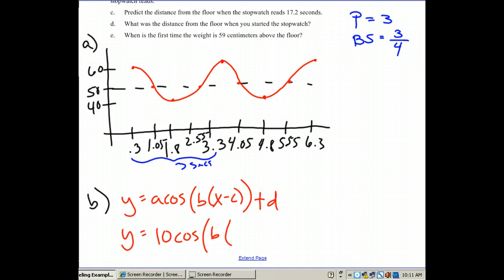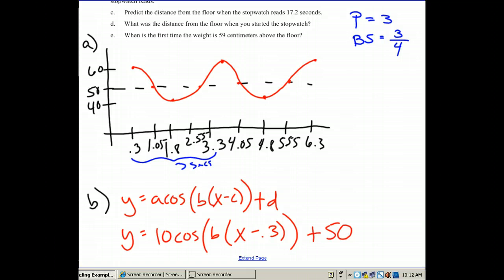My phase shift, well, we certainly didn't start our graph at 0. We started our graph at 0.3. So we shifted to the right 0.3. And then my vertical shift is usually supposed to start at 0. Well, my center is now at 50, so my entire graph must have shifted up 50 units. So that's plus 50.